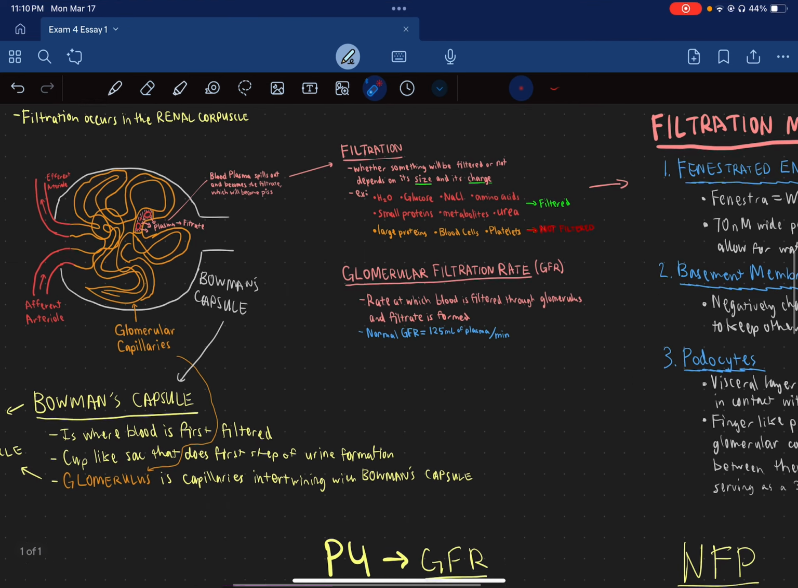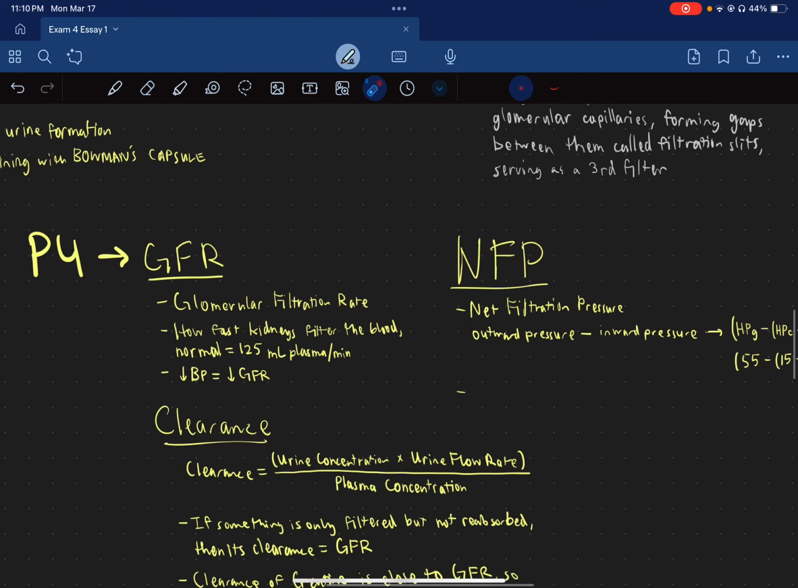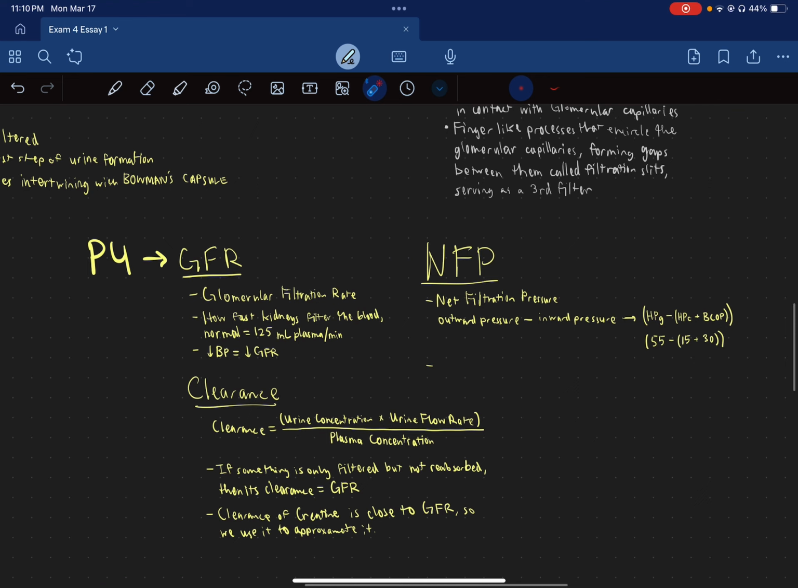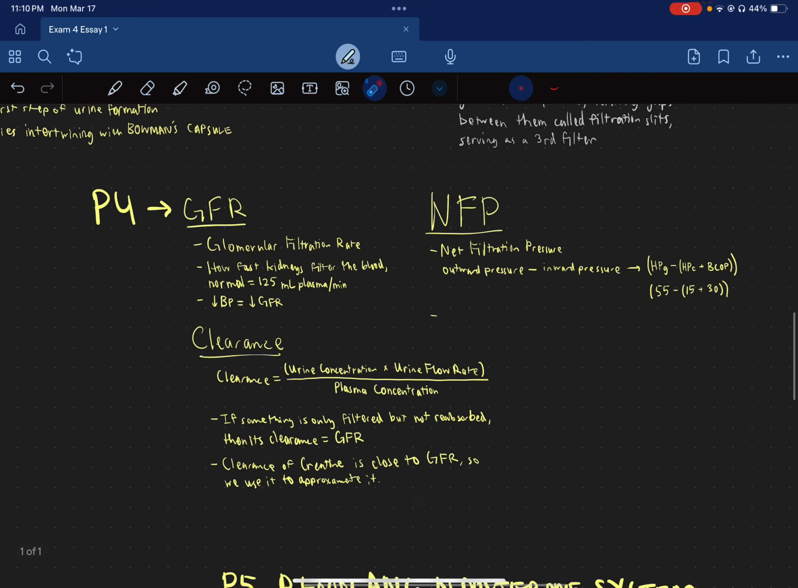This brings us to another topic called GFR. That's the glomerular filtration rate, which is basically how fast the kidneys are going to filter blood. Usually in a normal person, it's going to be about 125 milliliters of plasma per minute. A decreased blood pressure is going to cause a decreased GFR. So if we have less blood going into the glomerulus, less filtration is going to occur.